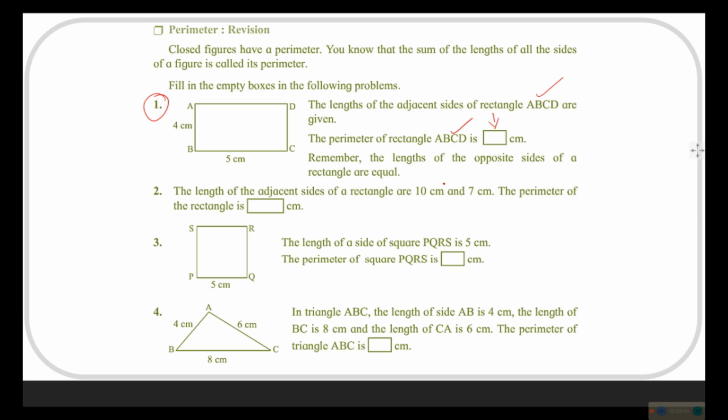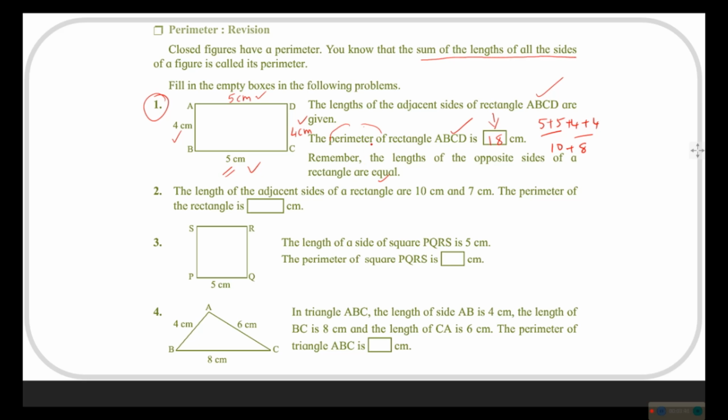So remember, the length of opposite sides of a rectangle are equal. If this is 5 centimeter, it is equal here also. AD is also 5 centimeter, and the opposite side of AB, CD, also will be 4 centimeter. Now what are we asked to write? We are asked to find out perimeter, right? The perimeter, we know, will be the total of this. So we will simply add, here there are 2 times 5 and 2 times 4. I can say 2 times 5 means 5 plus 5 plus 4 plus 4. 2 times 5 is 10, 2 times 4 is equal to 8, correct? 10 plus 8, 18 centimeter. 5 plus 4, 9, plus 5, 14, plus 4, 18. Anyway, we are trying to find the sum of the length of all sides of the given figure.